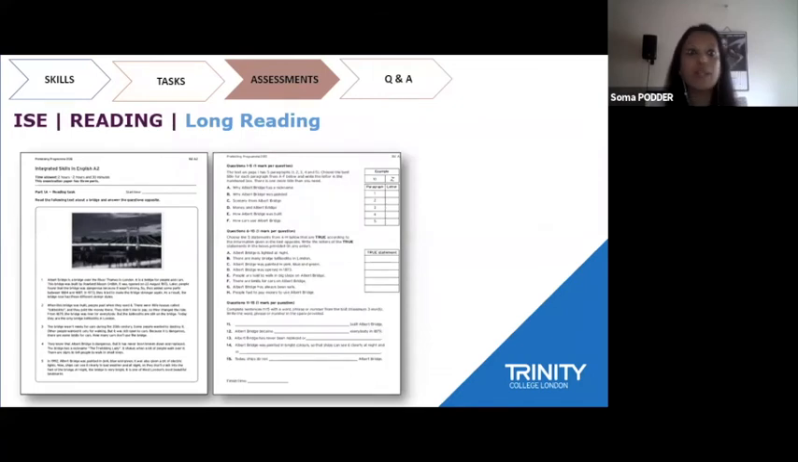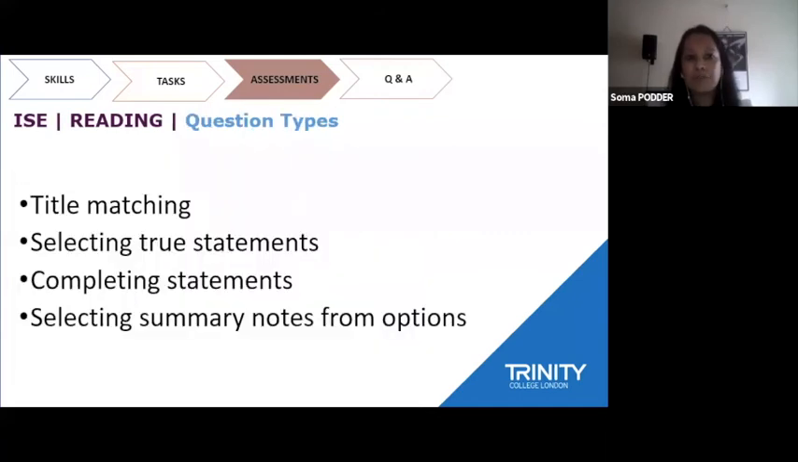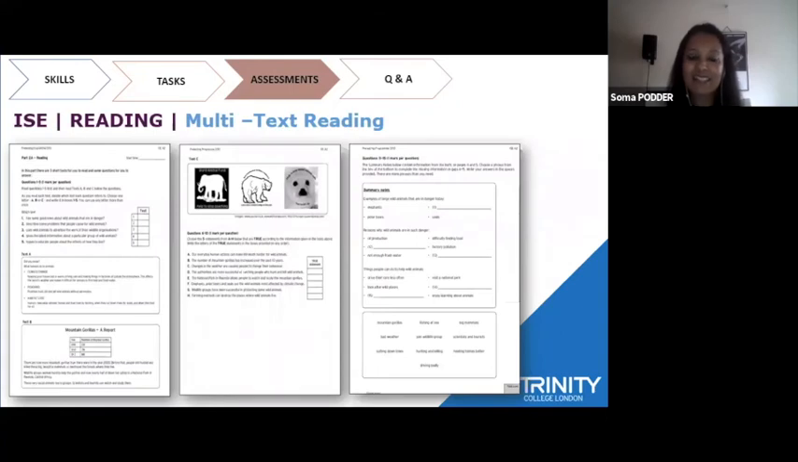So the first one is your long reading task, a more straightforward reading passage that we're all familiar with. And candidates will have to answer 15 questions based on their understanding of the reading passage. Typically, the kind of questions you'd get here would be title matching, selecting true statements, gap fills, something we're quite familiar with, in fact.